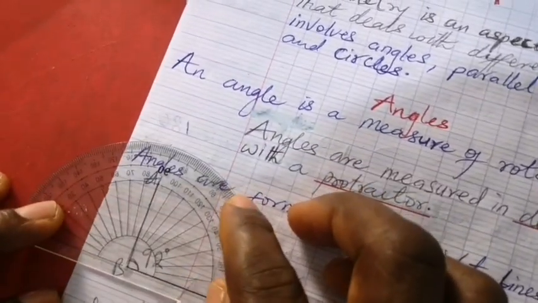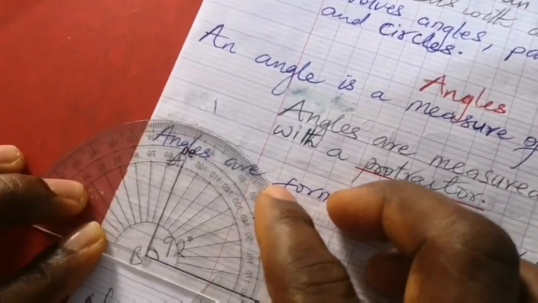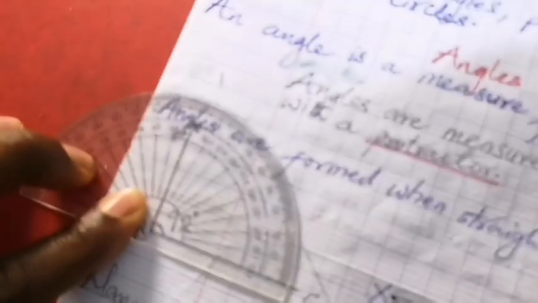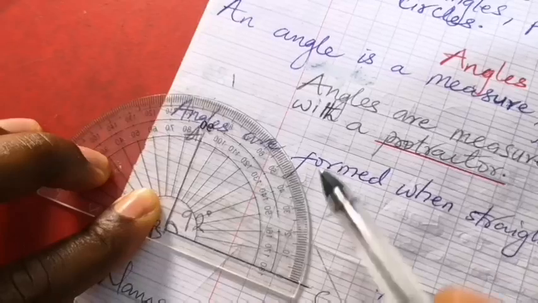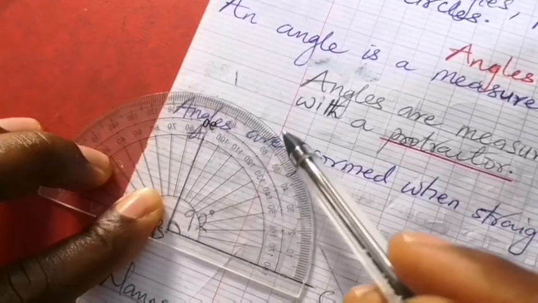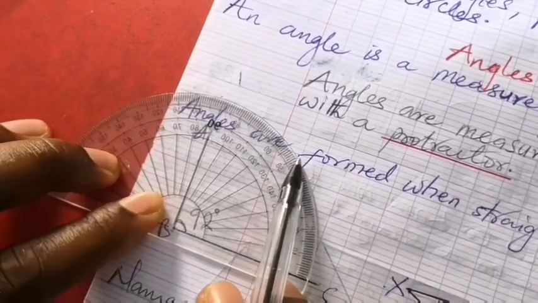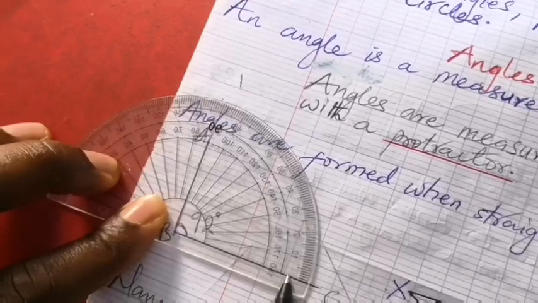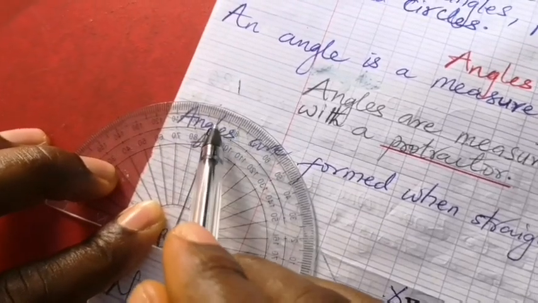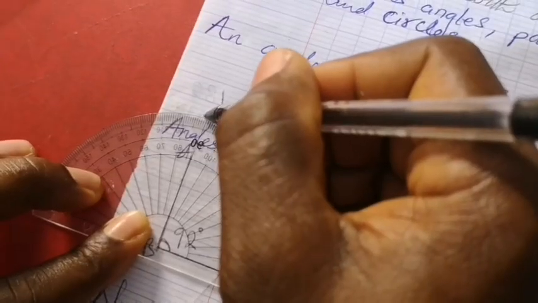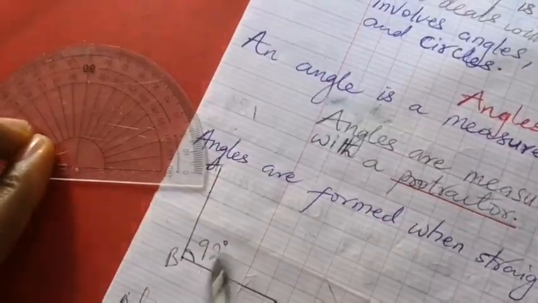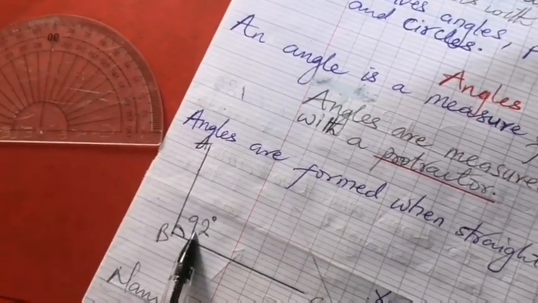Okay, so let's measure it. We start from here, and this is 90. We count 91, 92. Yes, the value of the angle here is 92.